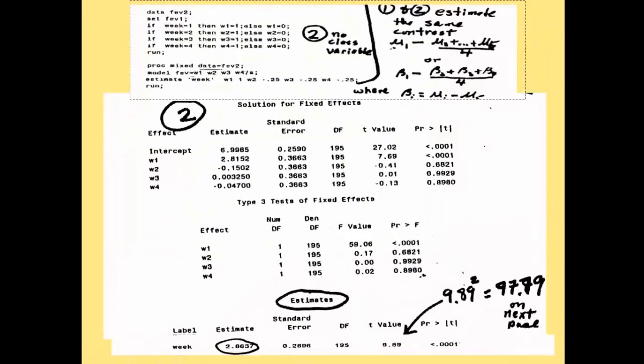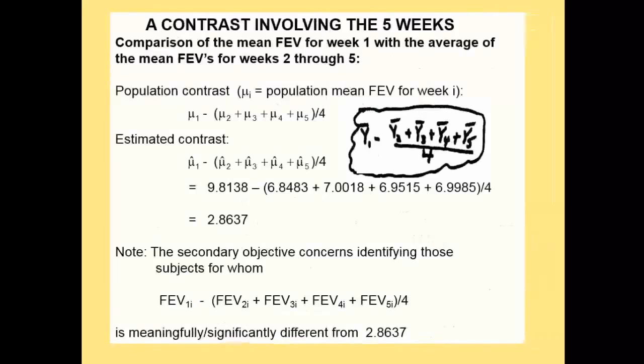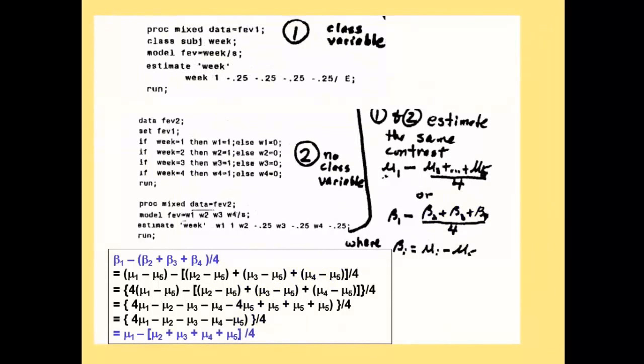So let's look at a couple of other things here. Now, this is what I did last time. Let's look again at code 1 and code 2. I showed you this last time. Let's look at the estimate statements for both of them, the estimate statement here and the estimate statement here. Are they the same? The answer is no, right? This estimate statement is different than this one.